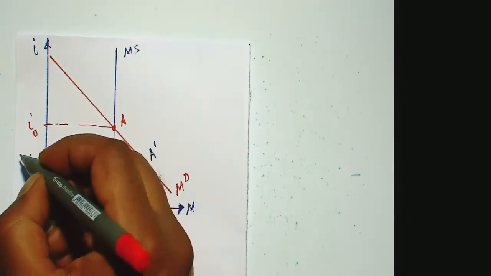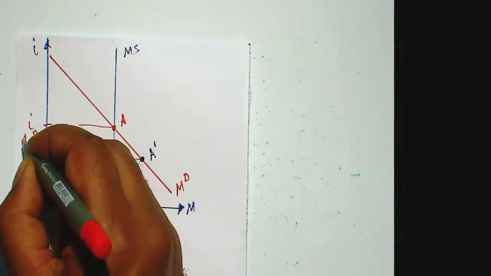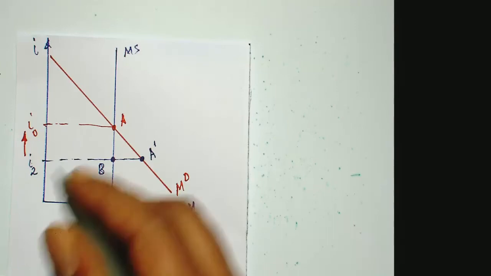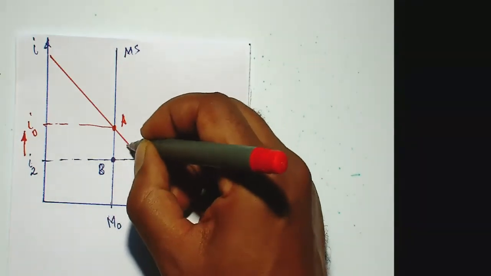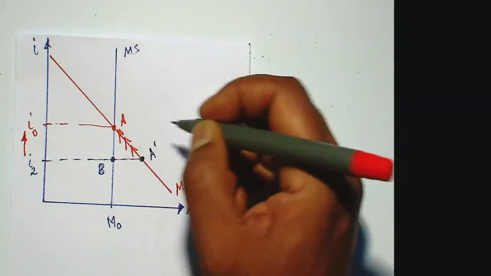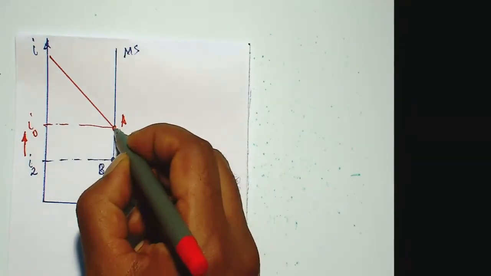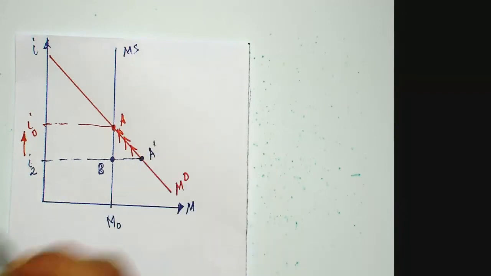So this is again to say, because of the excess supply of bonds, our interest rate is increasing from I2 to I0, and in order to reach our equilibrium, our money demand should be decreased from point A prime to A.